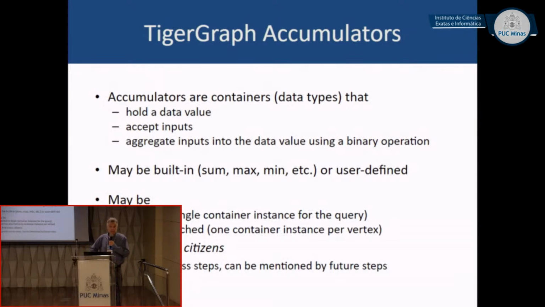These accumulators may be global, by which I mean that you have a single container instance for the entire query, or they can be vertex attached. You will have one copy for every vertex. And they are first-class citizens. They can be mentioned in future steps. Their values persist between steps, so the next step can compute with them just as it computes with the values of the attributes in the graph.